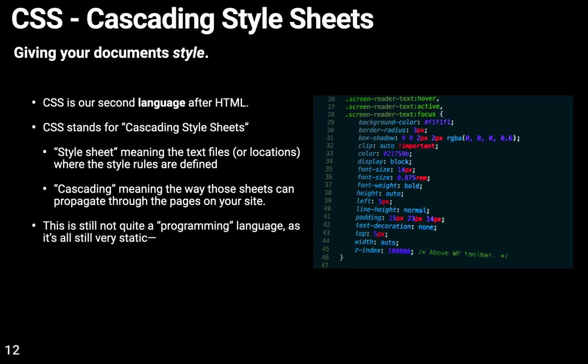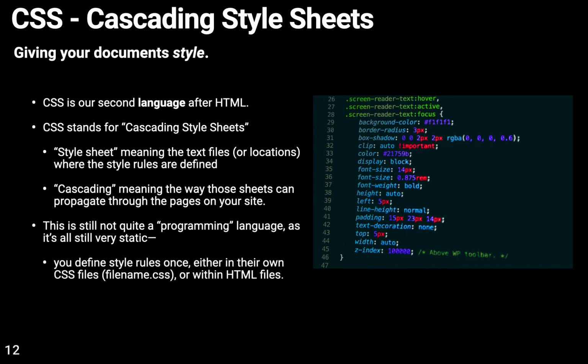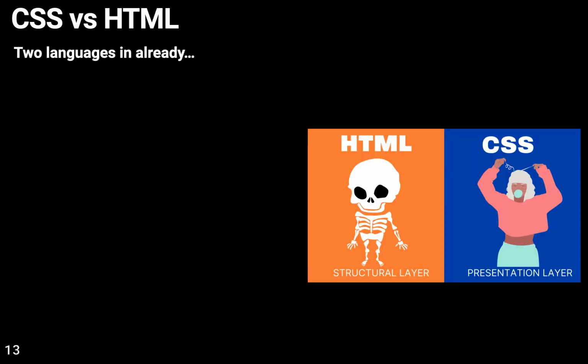It's still not a programming language, right? HTML was not either. And in general, CSS is fairly static, right? You define it once, and then your page will load. You define your style rules once, in a CSS file or within your HTML files, and then the system will apply those styles. They're fairly consistent. So let's contrast CSS and HTML.